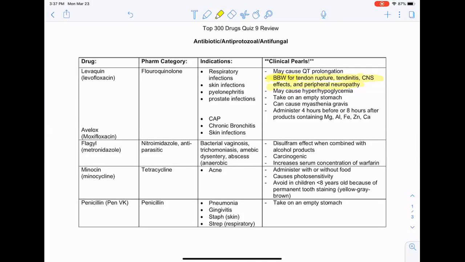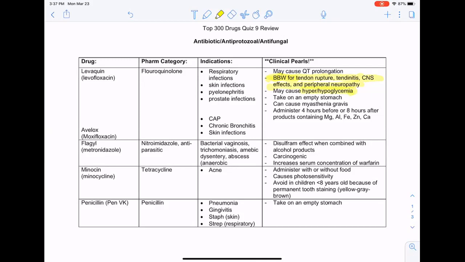A lot of times untreated diabetes can cause peripheral neuropathy, but that is also a black box warning for the fluoroquinolones. Next one that's important to know is that both of these medications can cause hypo or hyperglycemia. So this is important to counsel, especially if we look in the profile and see that the patient is also on diabetes medications, because we don't want to be messing with their blood sugars at all.